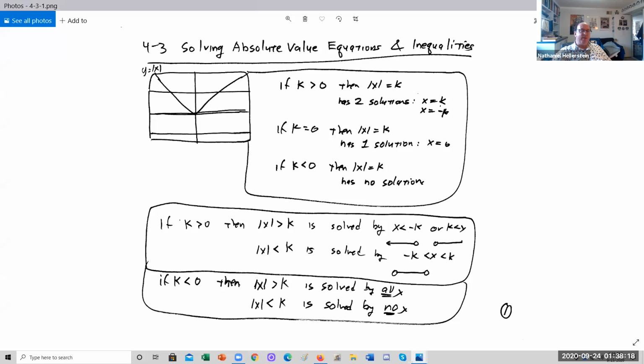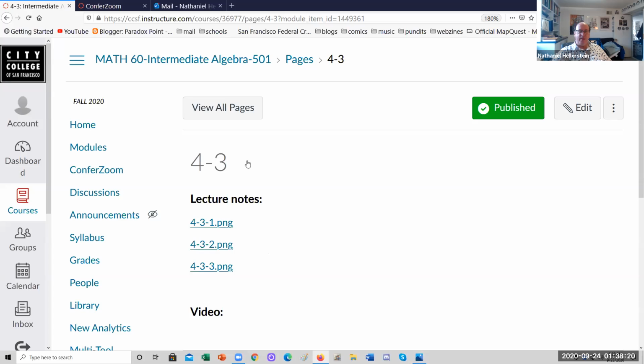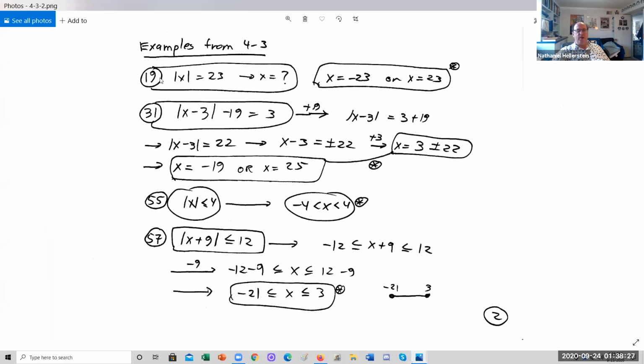All right, where are we? 52. All right, so absolute value of x equals 23 for what x? Minus 23 or plus 23.